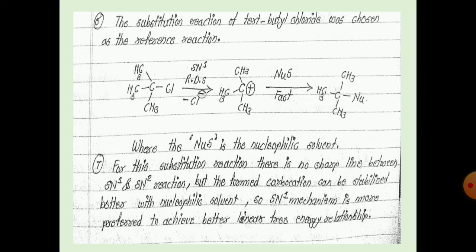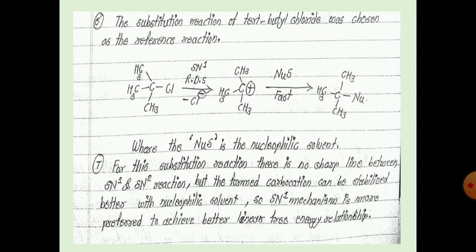The first is the RDS, the rate determining step. In an SN1 reaction this is carbocation formation, the carbocation intermediate. The nucleophilic attack is fast, and the nucleophile is added, where the nucleophile is the nucleophilic solvent. For this substitution reaction there is no sharp line between the SN1 and SN2 reactions, but the forward carbocation can be stabilized better by the nucleophilic solvent. So the SN1 mechanism is more preferred to achieve a better linear free energy relationship.